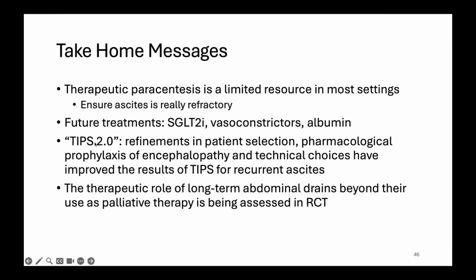TIPS, I call this 2.0: there is a refinement in patient selection, refinement in pharmacological prophylaxis of encephalopathy, and the technical choices, and these have improved the results of how we do TIPS for refractory ascites. And the therapeutic role of long-term abdominal drains, beyond the use as just a palliative therapy, is being assessed in a large randomized controlled trial.